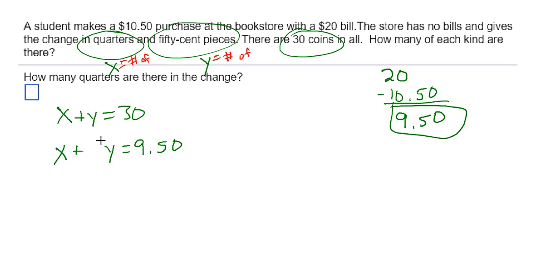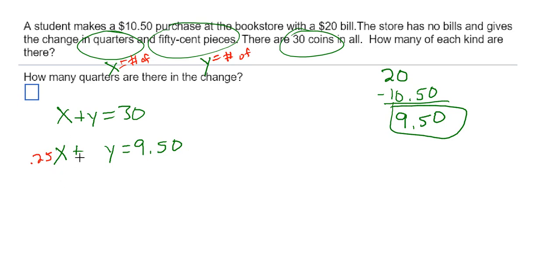So this equation still makes sense. The number of quarters plus the number of 50-cent pieces adds up to the total number of coins, which is 30. Here the equation doesn't make sense anymore. The number of quarters plus the number of 50-cent pieces doesn't add up to the value of the coins, $9.50. To get the value of the coins, we have to multiply by the value of each coin.